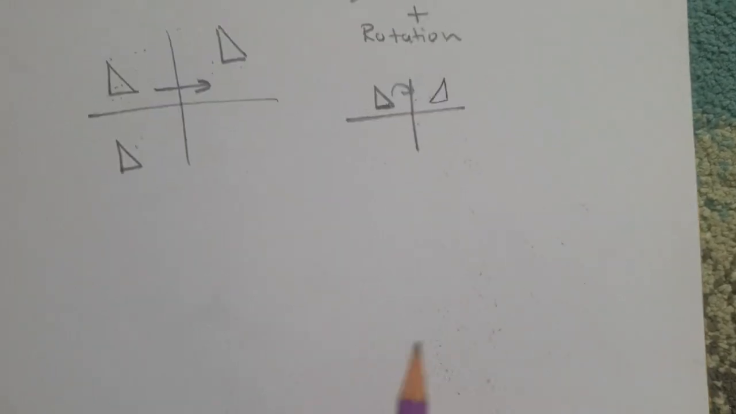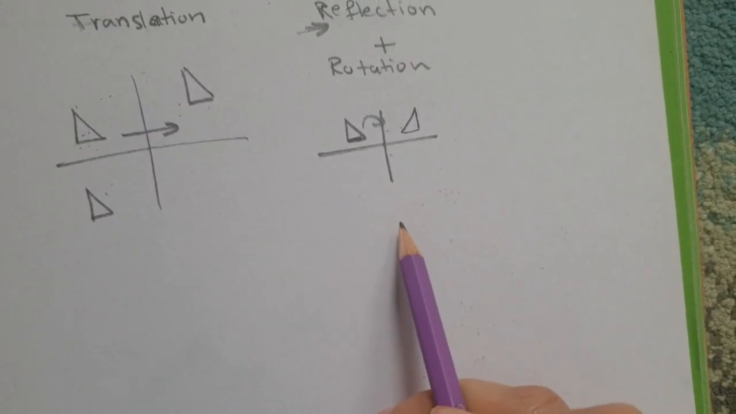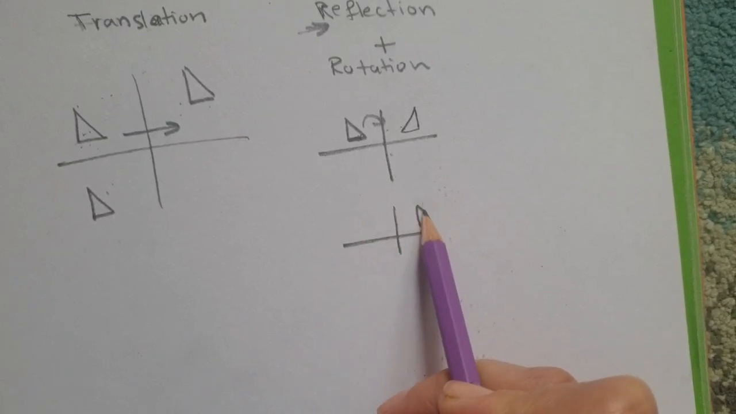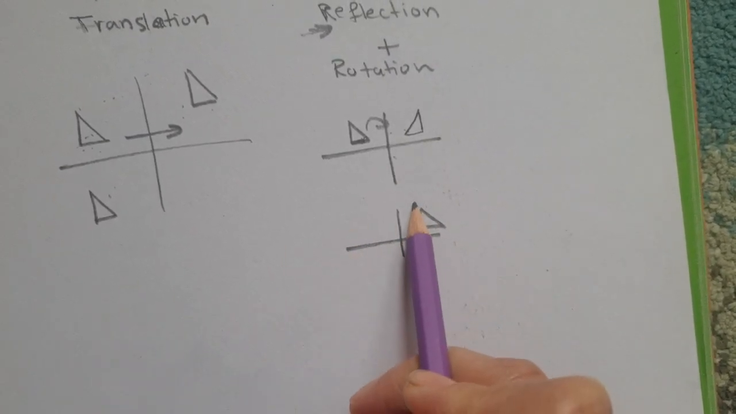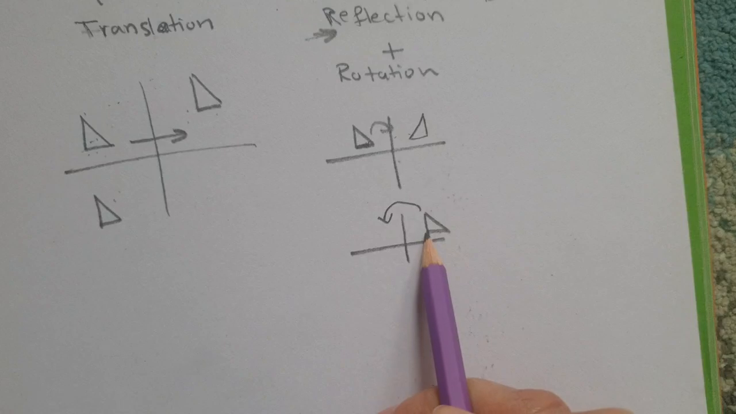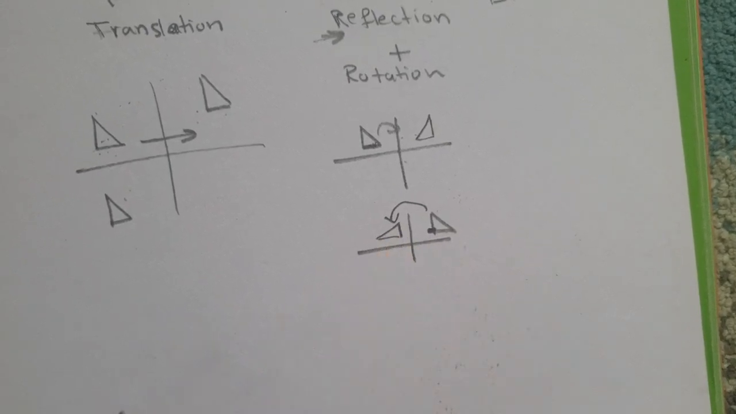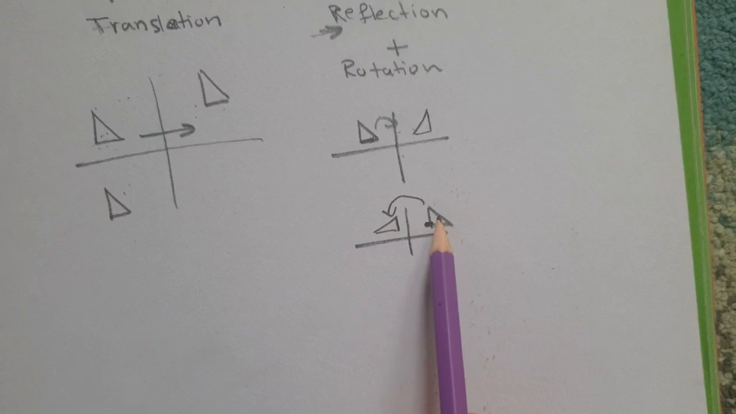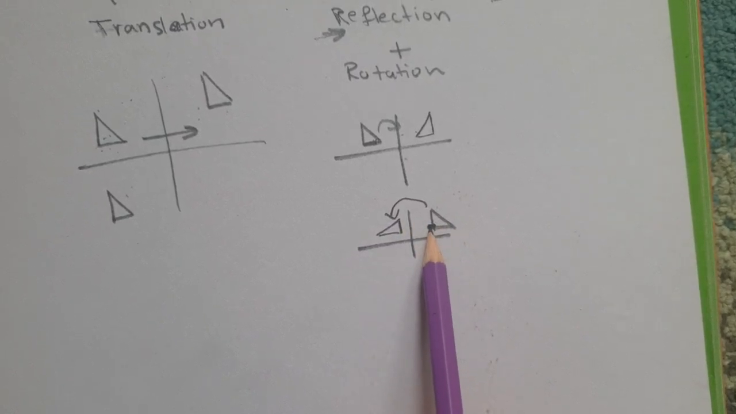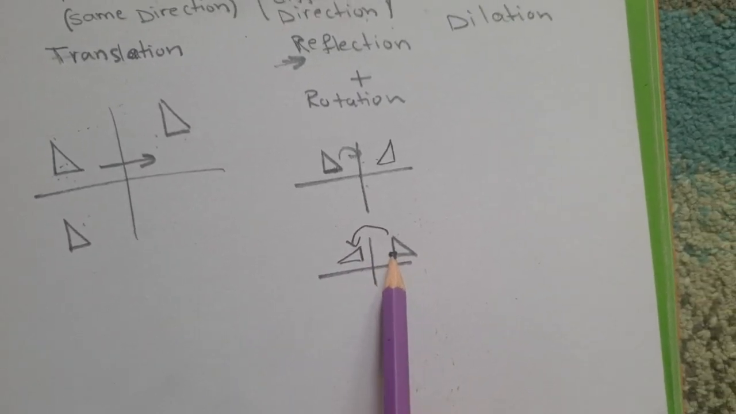Third one, rotation. Rotation, this is my triangle. We turn it around a fixed point. So we turn my triangle around a fixed point, not a line, a point.